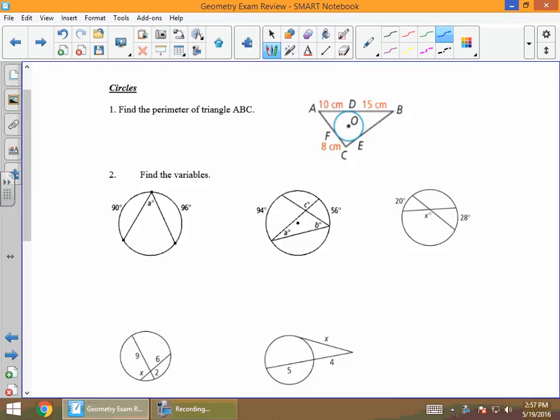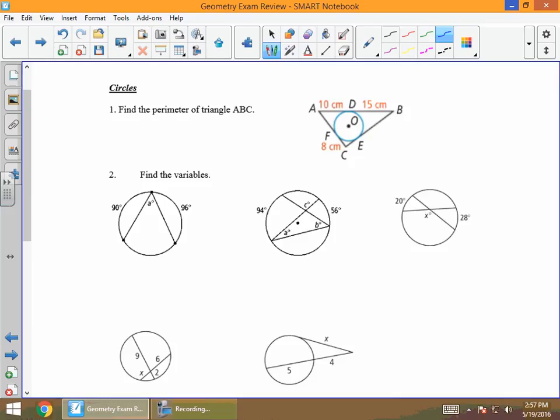It says find the perimeter of triangle ABC. One of the things that we should know is the distance of 2 tangents. So these are all tangent lines. AB is a tangent line to the circle because it touches the circle on just one point. The segment BC is a tangent line because it touches the circle on just one point. And AC is also a tangent line. So I have 3 different tangent lines to the same circle.